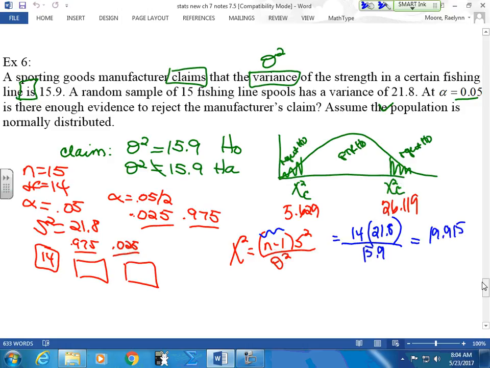There's no p-value for this one. All reject region. I locate where this falls. Somewhere between here, it falls. So somewhere here, I write 19.915. And my decision: fail to reject H0.